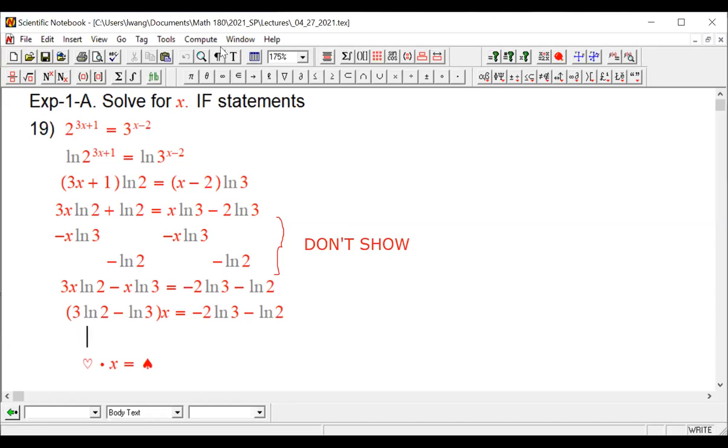So in the end, we have x equals the numerator divided by the denominator. And this time the parentheses can be dropped. Okay, so I'm going to put this over here. Optional.